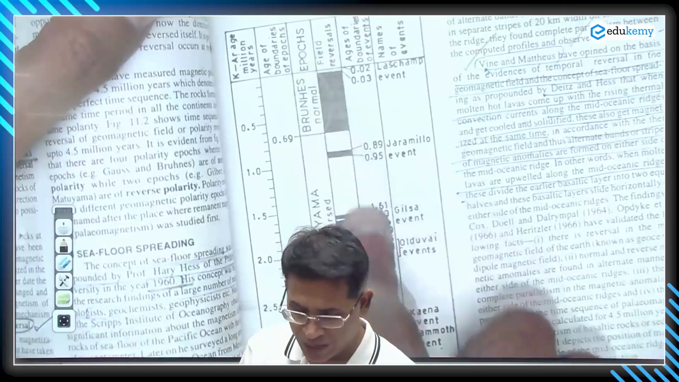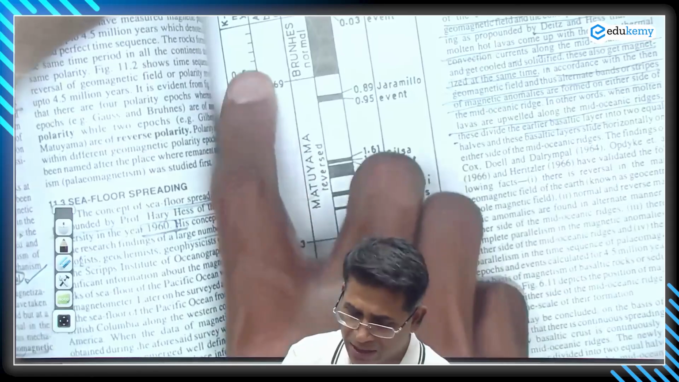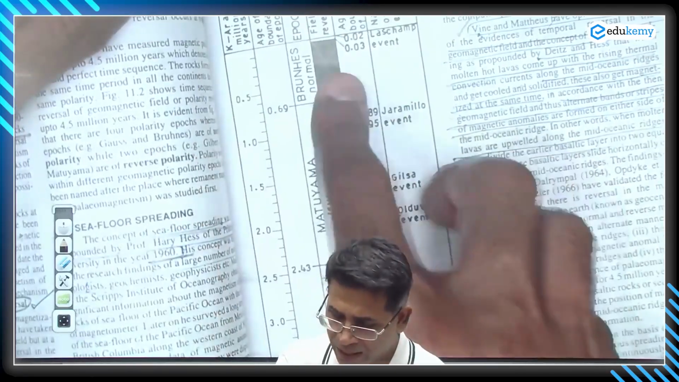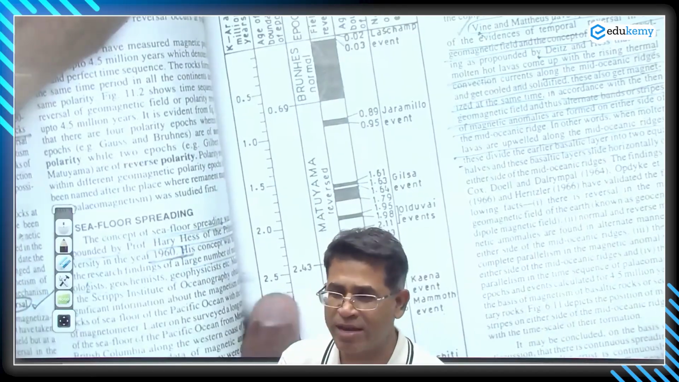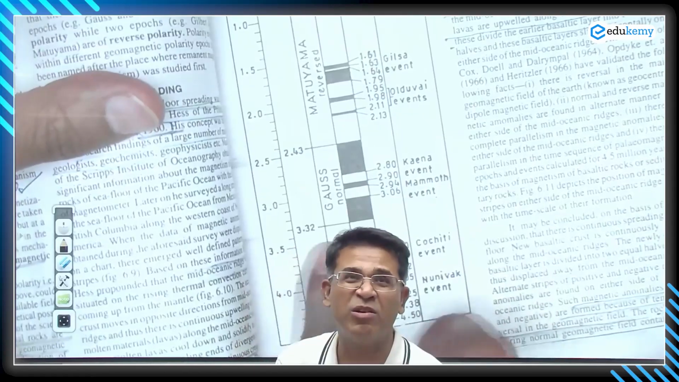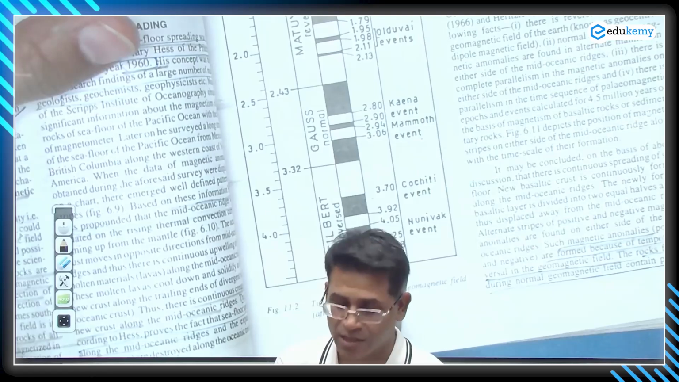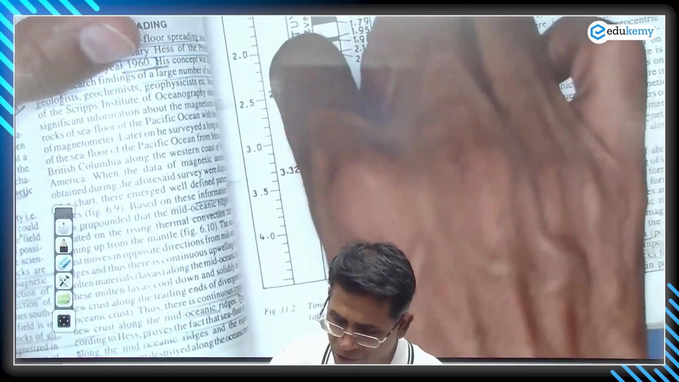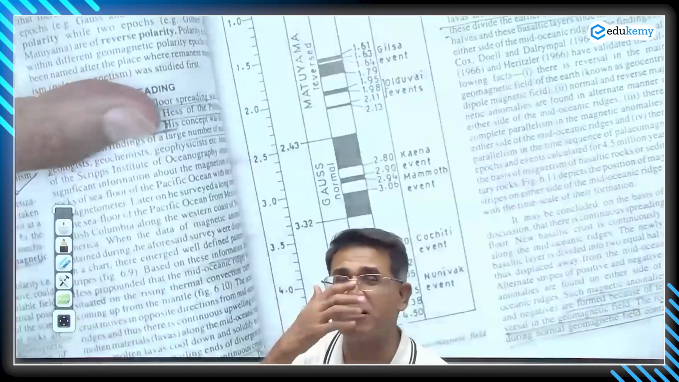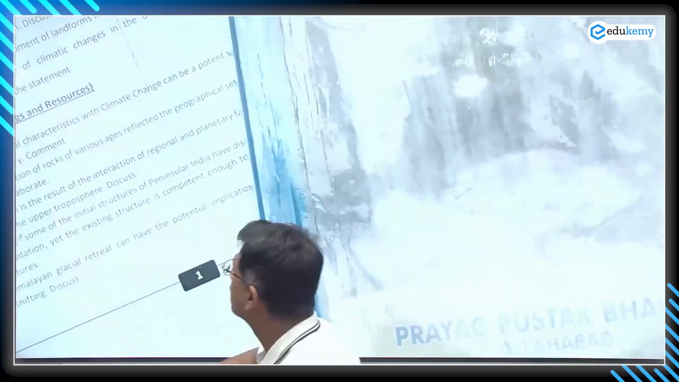Bruns normal, Matuyama reversal, Gauss normal, Gilbert reversal. Bruns normal till around 0.5, 0.6 million years ago. Matuyama reversal till about 2.5 million years ago. Gauss normal around 3.5 million years ago. And around 4.5 is Gilbert reversal. So 4.5, 3.5, 2.5, 0.5. Remember it like that. And this gets preserved. These are variations in time. Okay? The next one, the third one.